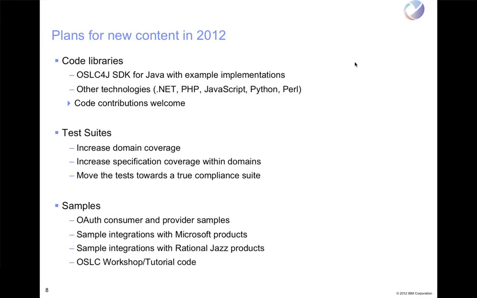So that was the initial contribution, back in 2011. Plans for new content in 2012: we've recently committed a new code library called OSLC4J SDK. It's still under development, but it's out there now in source code and is at a point where it can be used by people that want to start doing implementations based on it. We'll talk a little bit about the plans for bringing it to more of a final library.